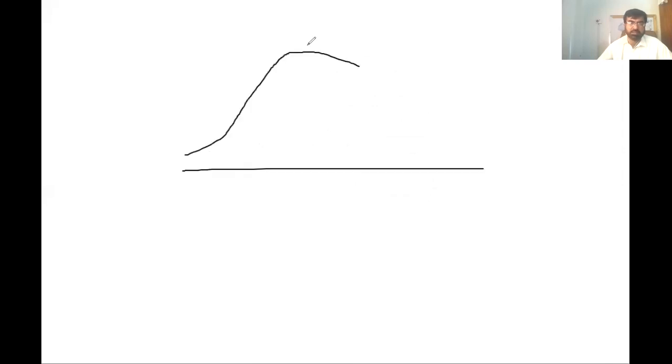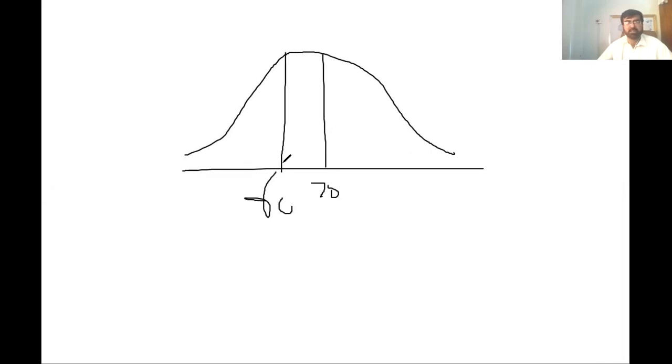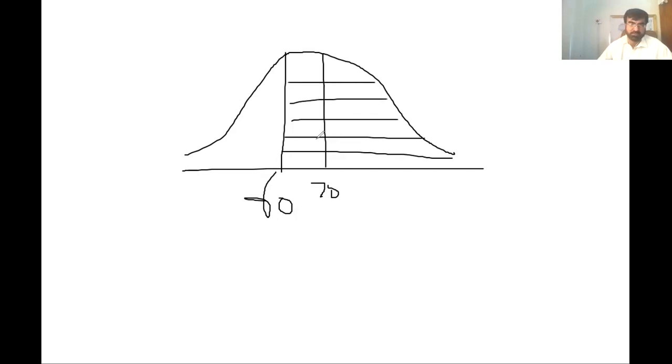if the mean is 70 and the passing score is 60. What is the percentage of the students who get 60 marks that will pass the course? So those people who get 60 and above will pass this course, and that makes up their percentage. This is the percentage of those people who will be able to pass the course.